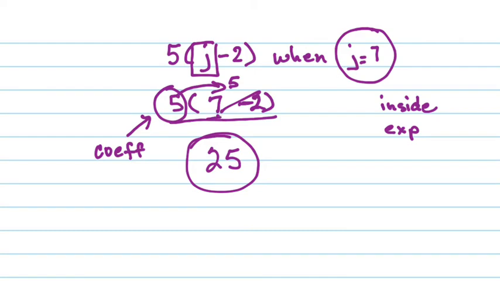Okay? Again, we didn't need the bracket to put the 7 in place of the j because the j was completely by itself. Didn't have a sign or an exponent or anything else.